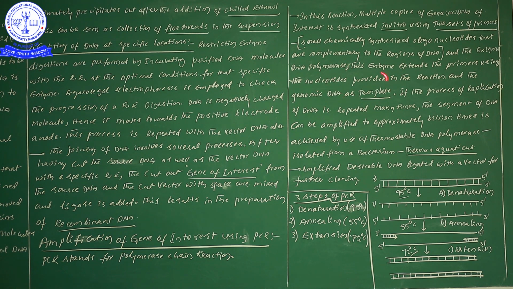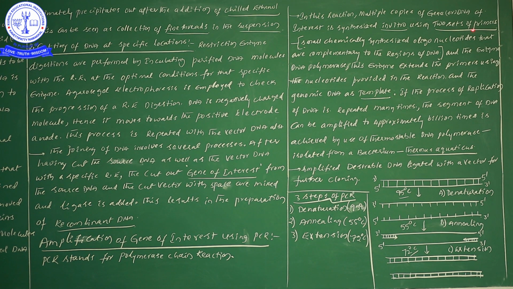In this reaction, multiple copies of the gene, or the DNA of the gene of interest, are synthesized in vitro. So in the amplification technique using PCR, what we do is the multiplication of the gene of interest, or the multiplication of a desirable gene. It is synthesized in laboratory conditions. In vitro is nothing but laboratory conditions.